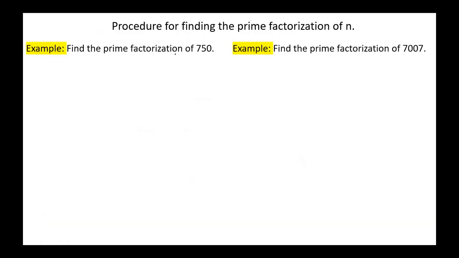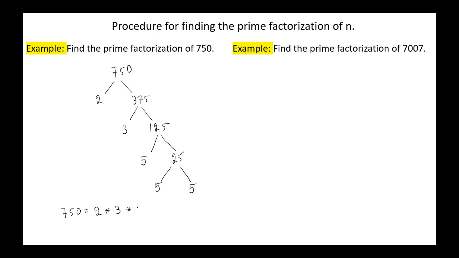For example, to find the prime factorization of 750, we can divide it by 2, and the result is 375. 375 is not divisible by 2, but we can divide it by 3, since 3 plus 7 plus 5 is 15. So we'll have 125. 125 is not divisible by 3, the sum is 8, but we can divide it by 5. And the result is 25. 25 is divisible by 5, and the result is 5. So we have the prime factorization 750 equals 2 multiplied by 3 multiplied by 5 to the power 3.